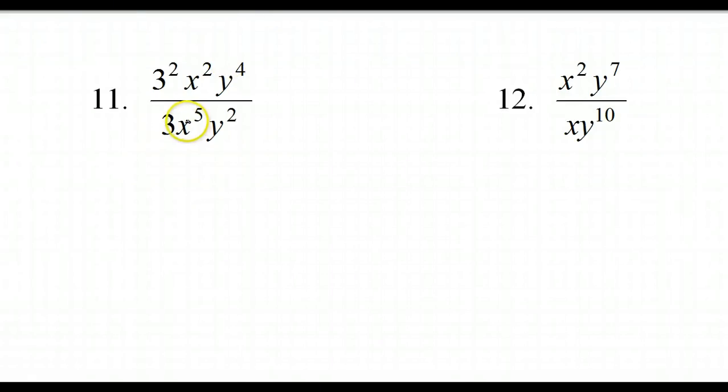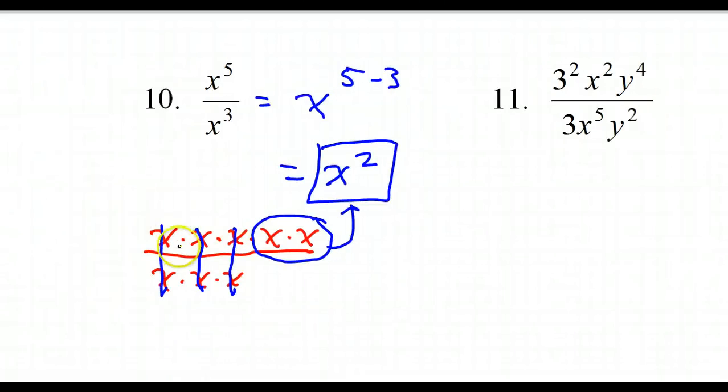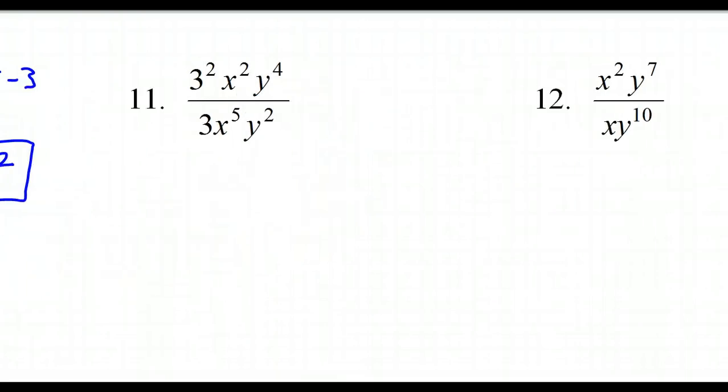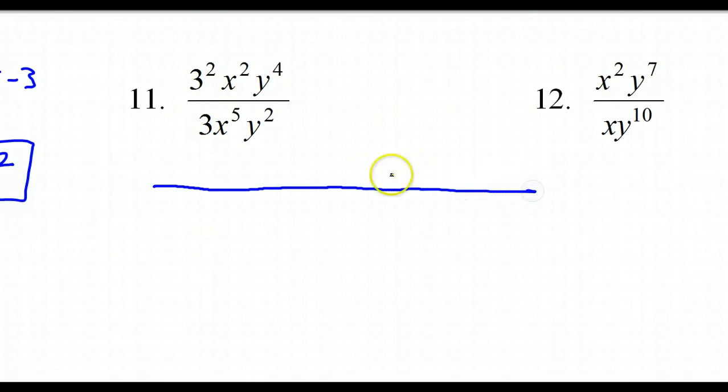Now really, on this problem, I want you to think of this the way I showed it behind the scenes. 3 squared, let's break this down. You can do this in your head, but this is what I want you to be thinking. 3 squared is 3 times 3. X squared is x times x. Y to the 4th power is y times y times y times y.